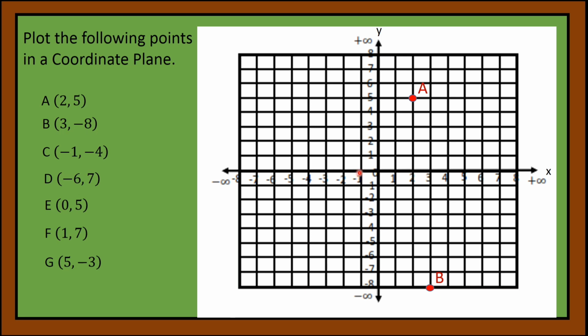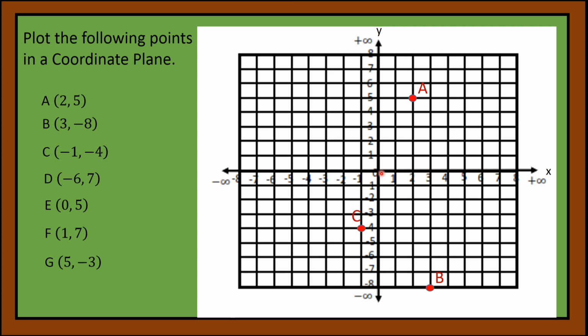So negative 1, negative 4 can be found on this point. Okay, so this is our ordered pair. Next, point D. Point D is negative 6, positive 7.